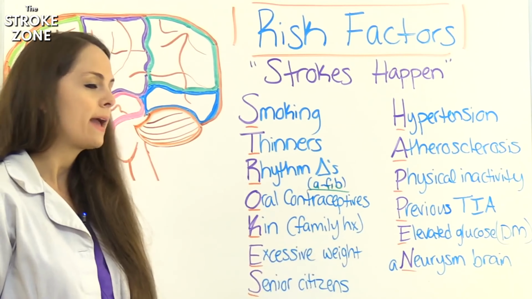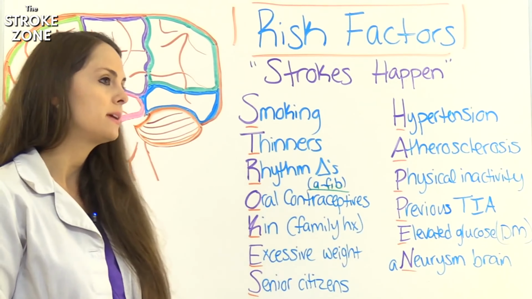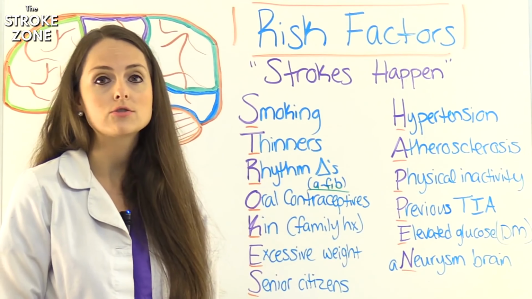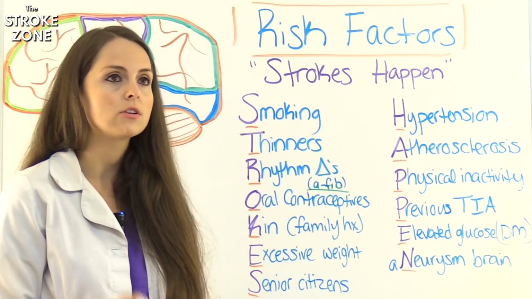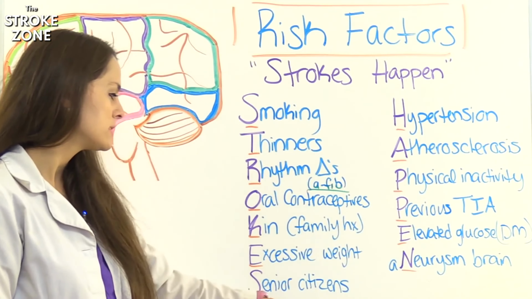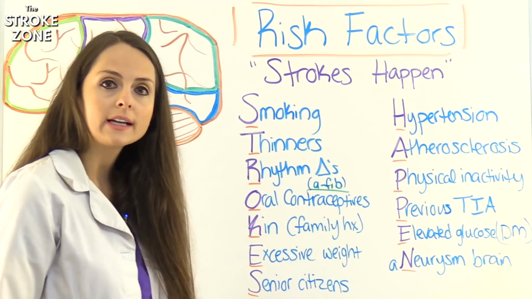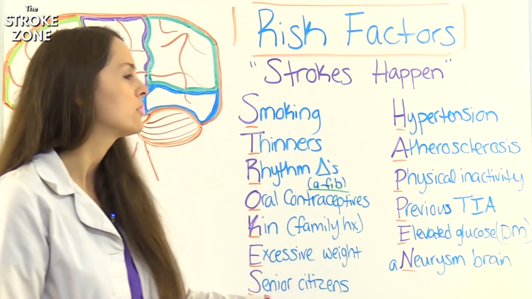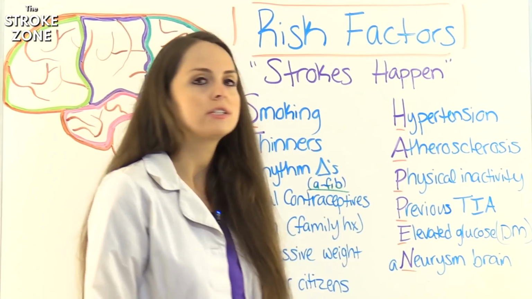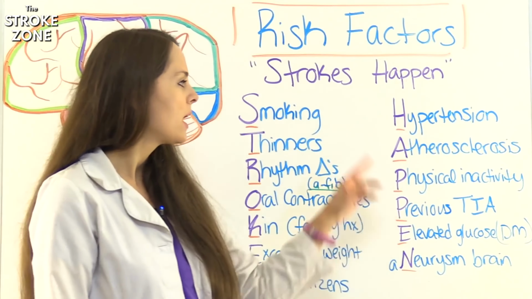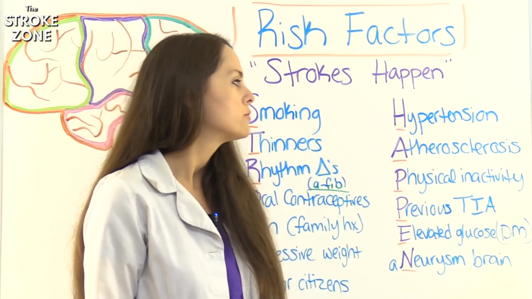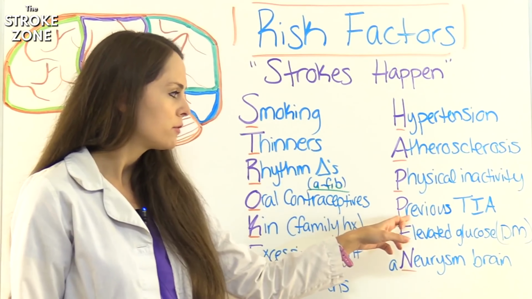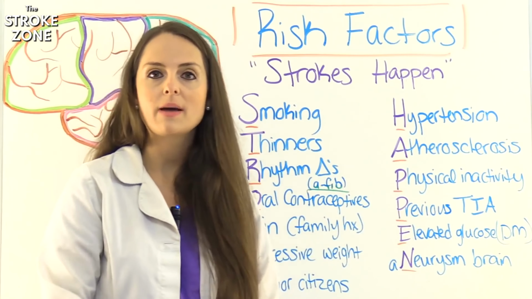E for excessive weight, being obese increases the risk of it because remember, hyperlipidemia is one of those risk factors for developing stroke. So patients who are overweight tend to have high cholesterol, among other things. S for senior citizens. These are your patients who are elderly in age. Remember, advanced age, those vessels are not as resilient as they used to be, so that increases the risk. H for hypertension, uncontrolled high blood pressure. A for atherosclerosis. P for physical inactivity. Another P for previous TIA. Remember, we talked about that mini stroke.